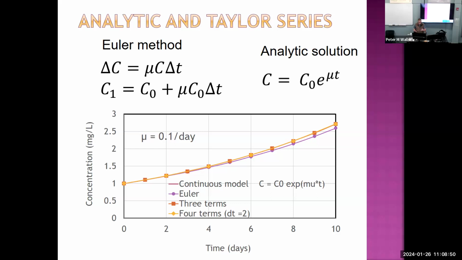So I just wanted to lay the groundwork here. You can see that the continuous model is this line. The Euler method underpredicts the growth, and we'll talk about why later. So that's the first two terms in the Taylor series. If you use three terms in the Taylor series, you can see for this simulation, it is almost exactly right. And likewise, four terms in the Taylor series. So if you use more terms in the Taylor series, you'll get closer to the exact solution, being the analytic solution or the exponential solution.